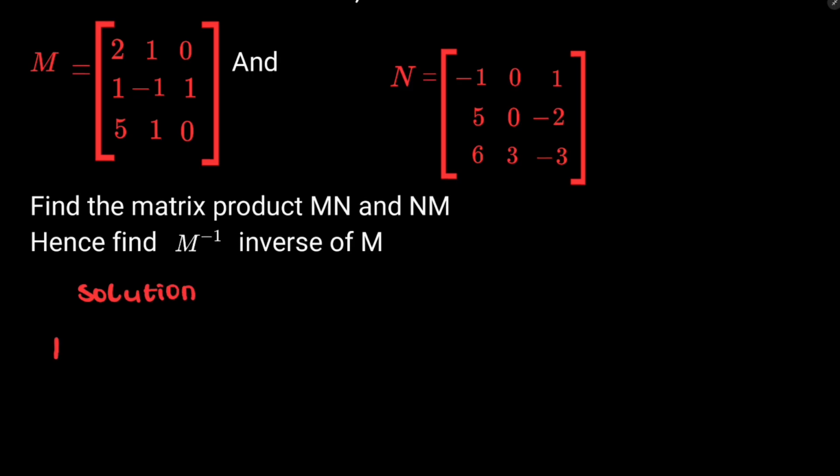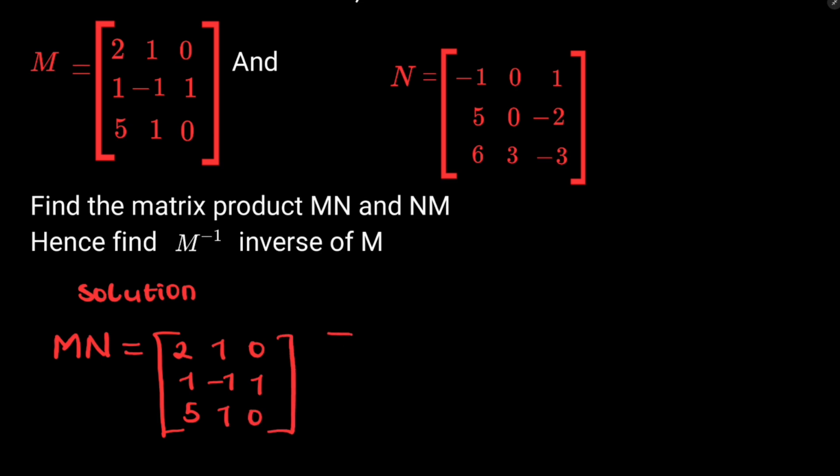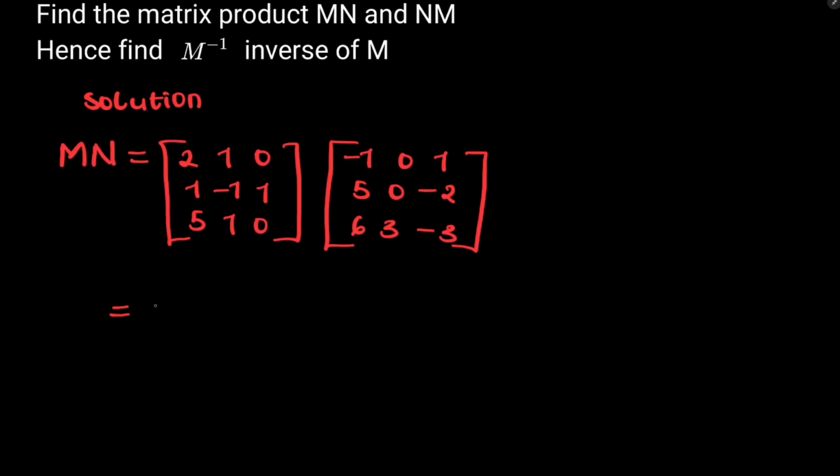So let's take the first one, MN. MN is just the product of the matrix M and N. So we have this matrix M times the matrix N, which is minus 1, 0, 1, 5, 0, minus 2, 6, 3, minus 3. In matrix multiplication, we multiply rows by columns. So let's start with our multiplication.